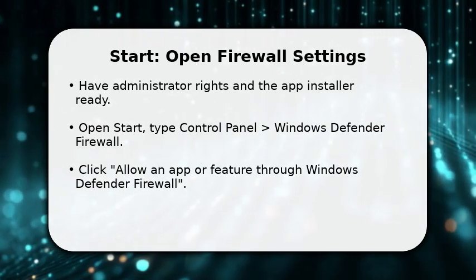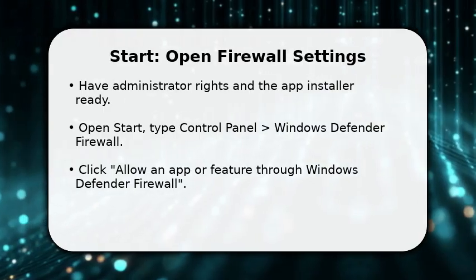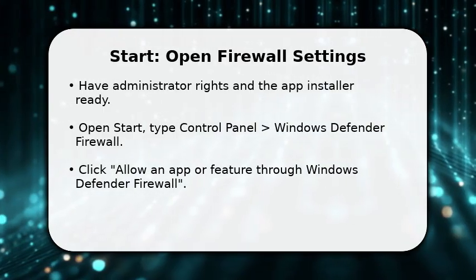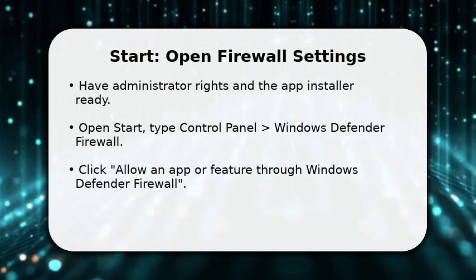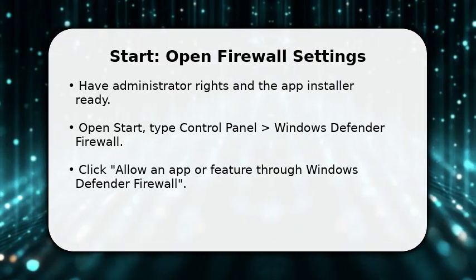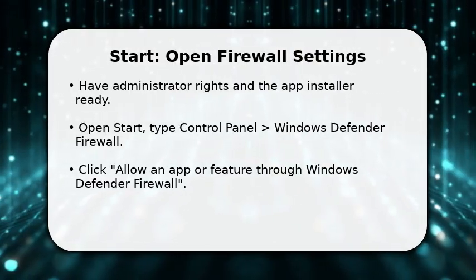Once the firewall pane loads, click Allow an app or feature through Windows Defender Firewall. This immediately brings up the list of current exceptions, so you can see what's already permitted and prepare to add or modify entries in the next step.